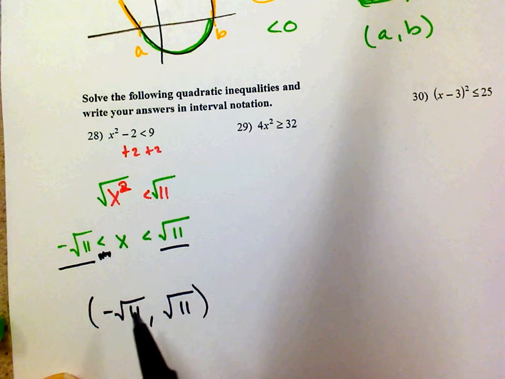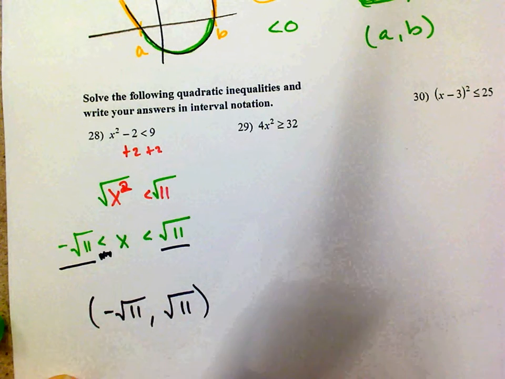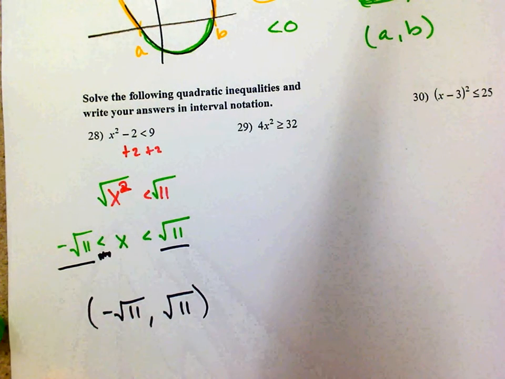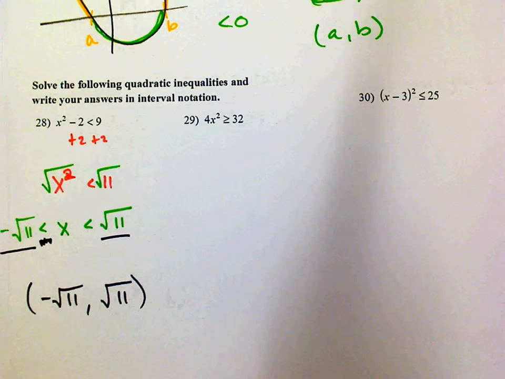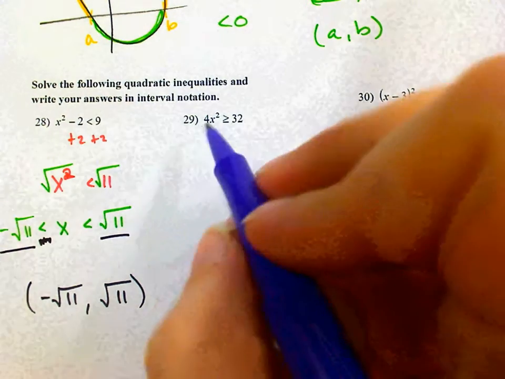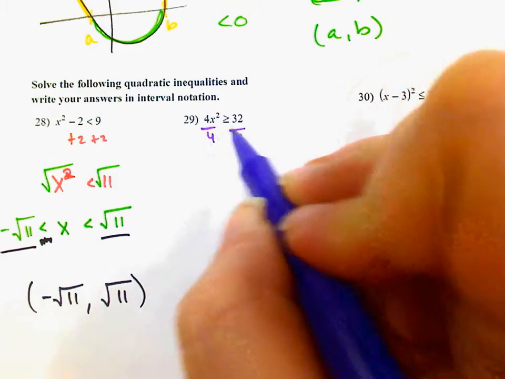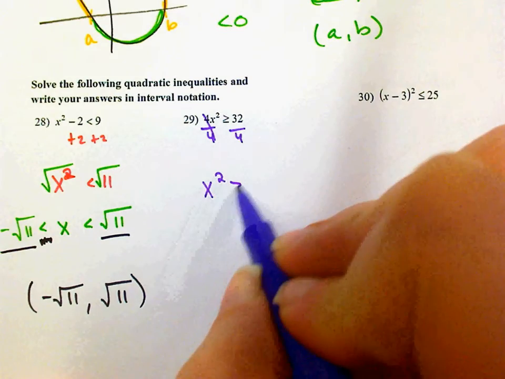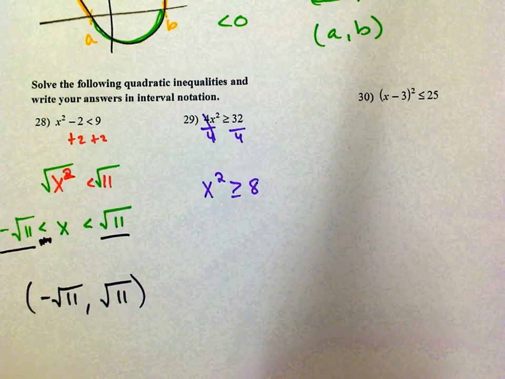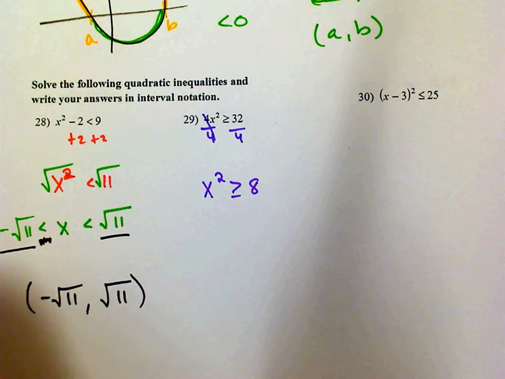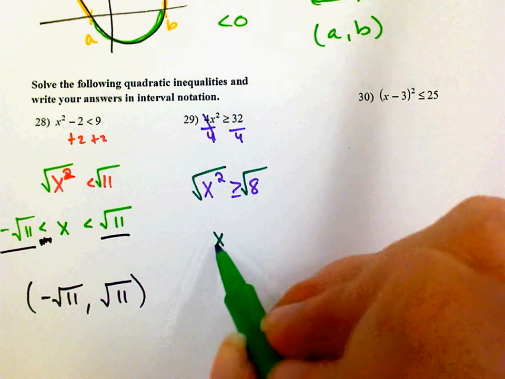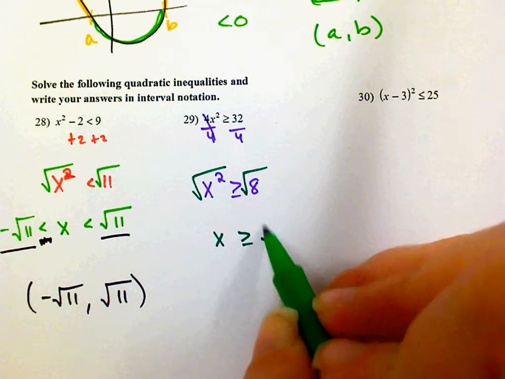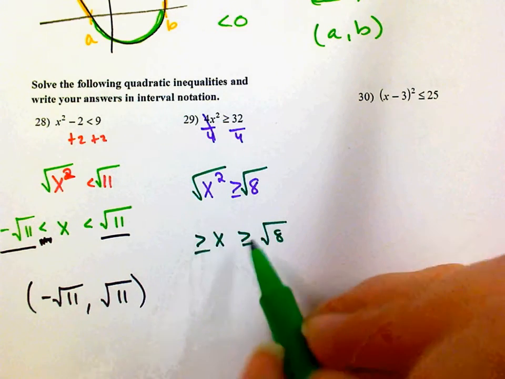Alright, so on this one I need to divide by 4. So I've got x squared is greater than or equal to 8. Again, I want to take the square root. If I take the square root of both sides, there are 2 answers. x is greater than or equal to the positive square root of 8. Repeat the symbol exactly and do the negative square root of 8 there. 8 is 4 times 2, so I'll go ahead and write 2 root 2 and 2 root 2 with a negative.